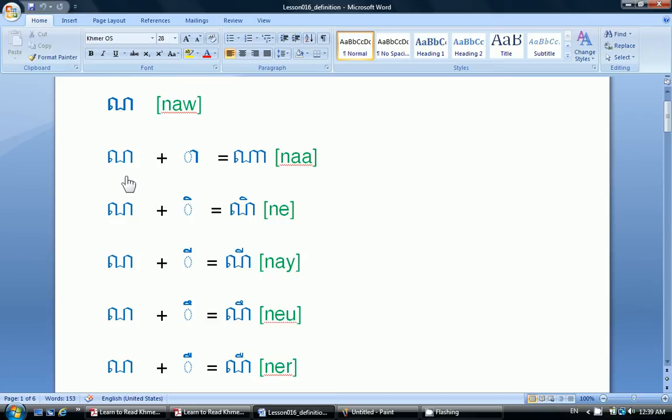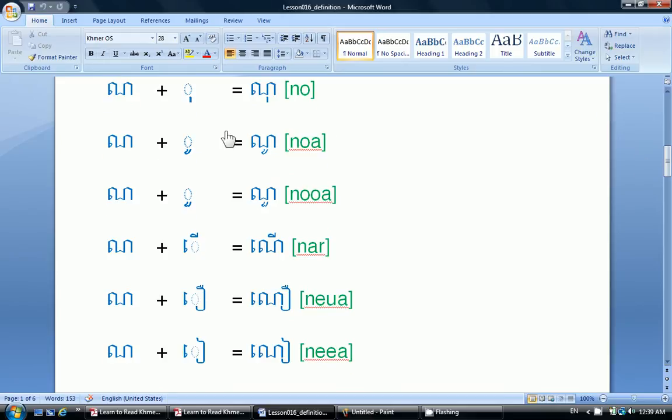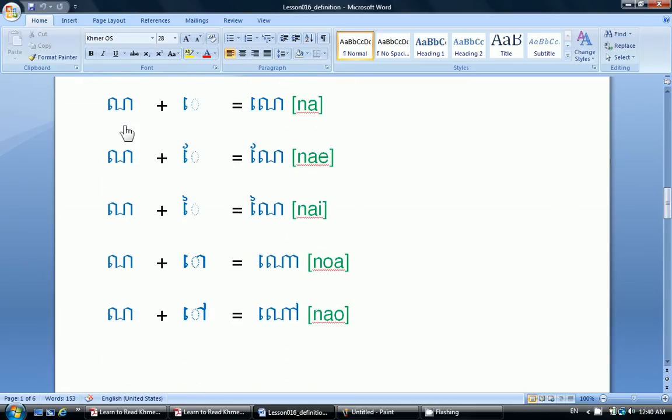Okay, so naw sra na, naw sra ne, naw sra nei, naw sra no, naw sra nua, naw sra na, naw sra nia, naw sra ne, naw sra nai, naw sra nei, naw sra nào.